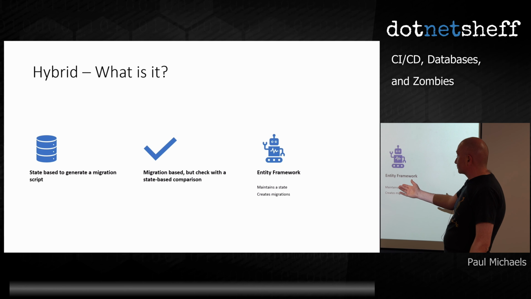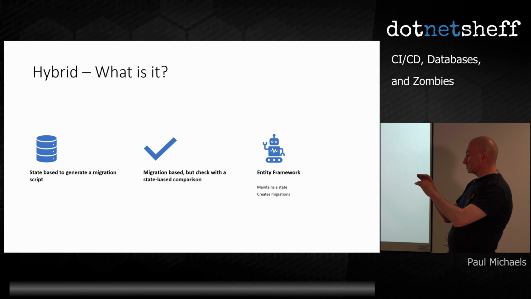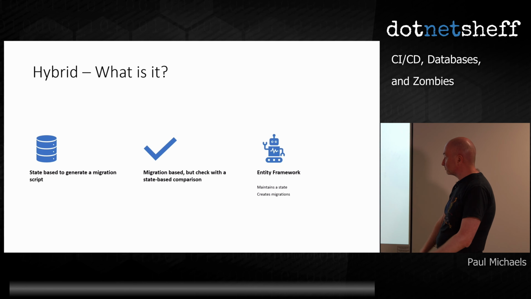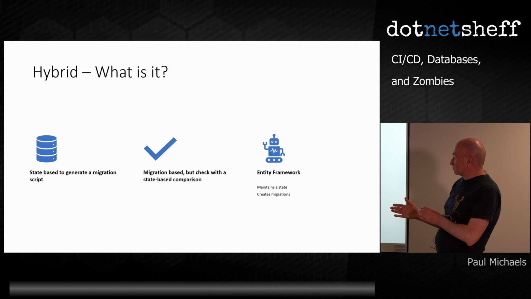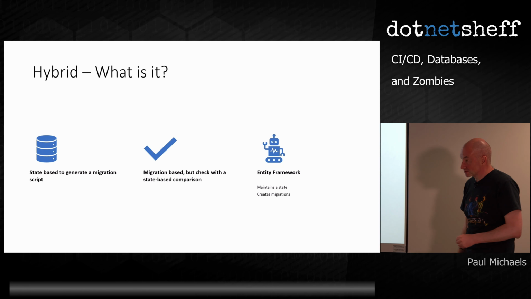You can do migration-based, but then have some kind of a comparison. So you can, for example, have a tool that runs your migration, and then have some kind of process where either somebody or something, so maybe once a month, runs a comparison and says, yes, this looks like I thought it looked like, or no, you've got some problems, go and fix them. And I put Entity Framework in here because it is a migration-based tool, but it does maintain a state. The state isn't the state of the database, the state is the state of the code that generates the database, but it is still a state, so it arguably could be considered hybrid.